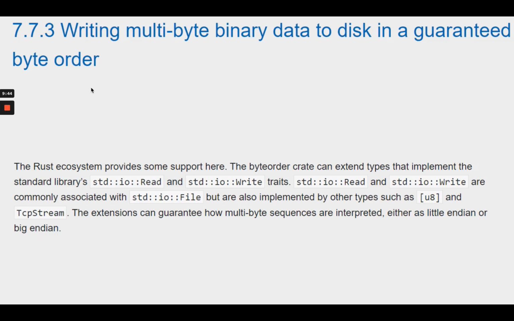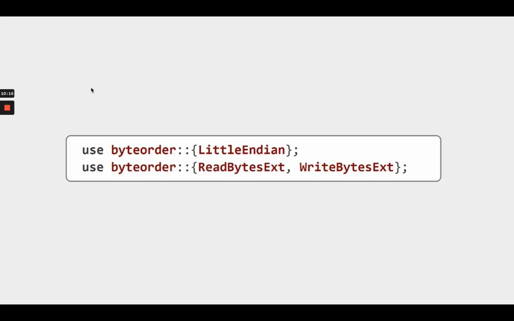The byteorder crate can extend types that implement the standard library's std::io::Read and std::io::Write traits. Read and Write are commonly associated with std::fs::File, but are also implemented by other types such as &[u8] and TcpStream. The extensions can guarantee how multi-byte sequences are interpreted, either as Little Endian or Big Endian.